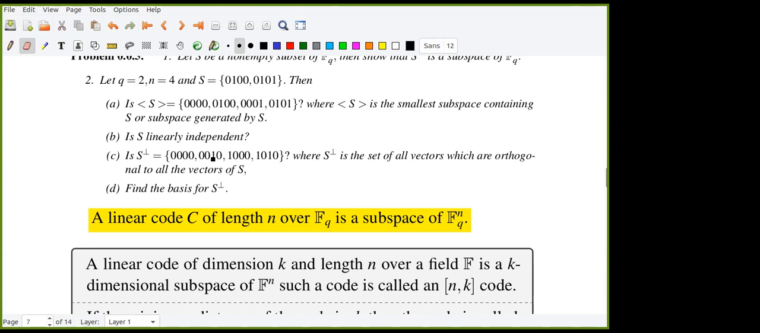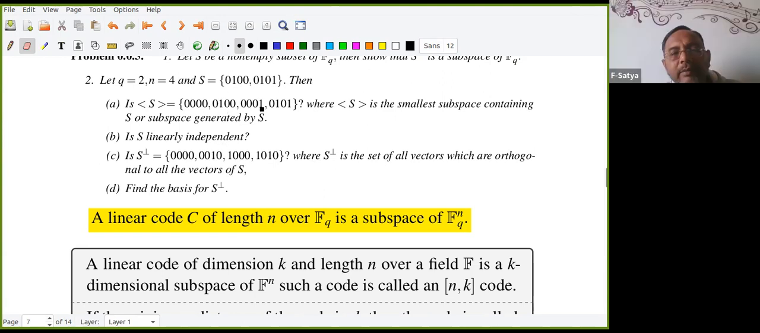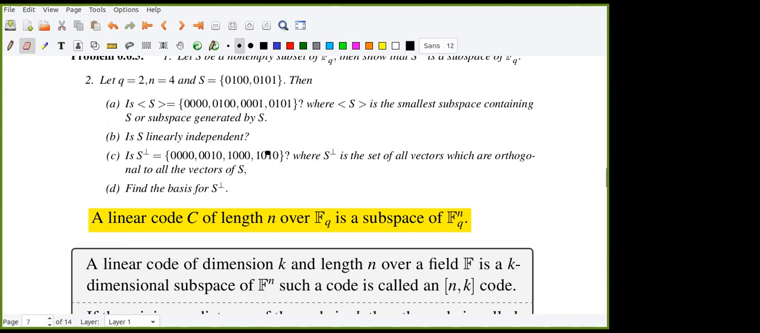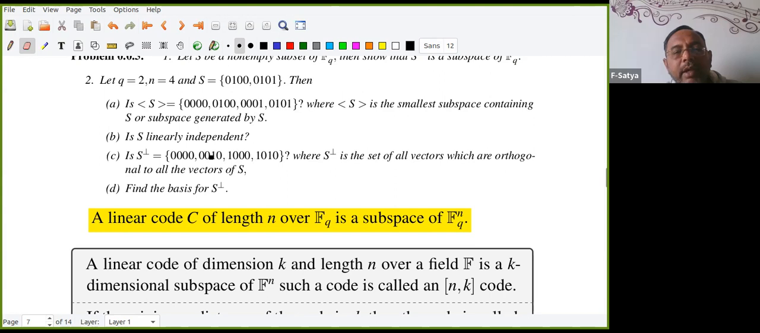So 0, 1, 0 is perpendicular to all of them. It's orthogonal to all of them. That we need to check. There is no 1 in the third position, right? And in the first position, all the first positions are 0 here. First and third, so right. So are these three linearly independent? Yes, sir. Then why are we not?